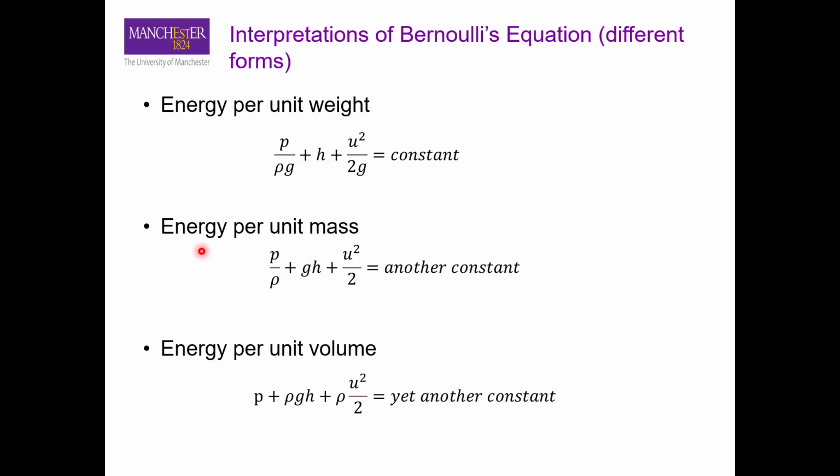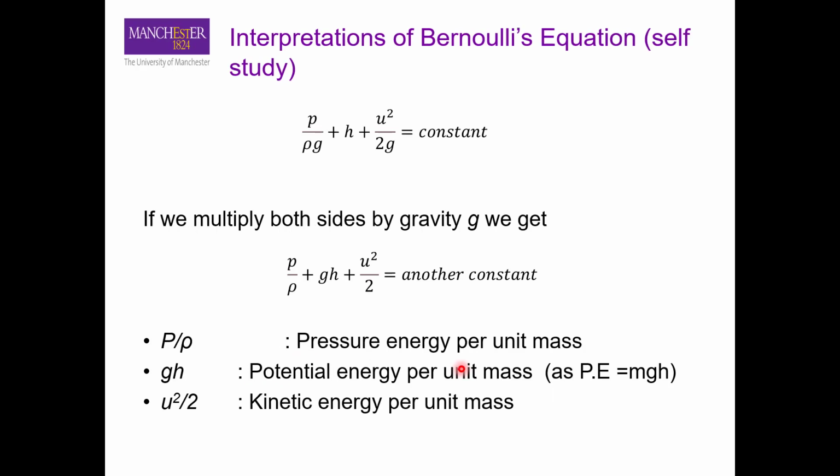So we can write it in the form of energy per unit mass, and it means that you have to divide it all by mass. And if you divide the constant by mass, it will be another constant. Similarly, you can write it in the form of energy per unit volume. And in the next two slides, I have put the explanation of that.